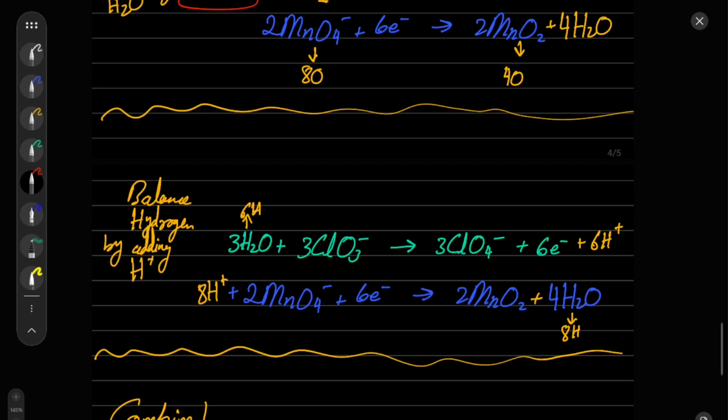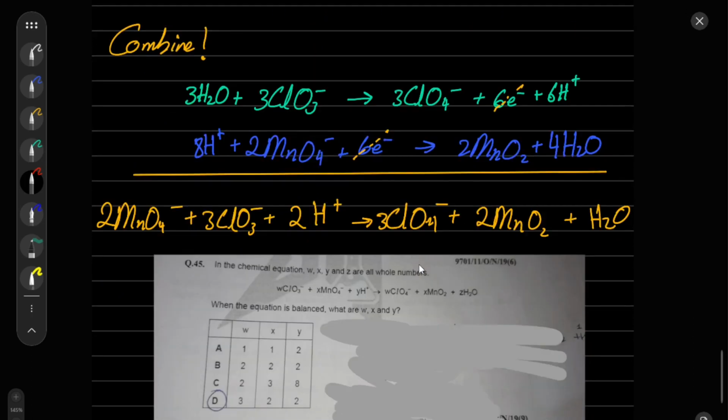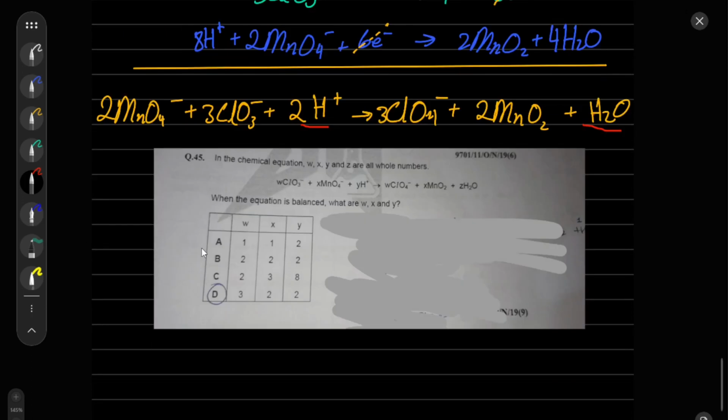I have balanced the electrons, I have balanced the hydrogens, I have balanced the oxygens, and I have balanced both of the equations themselves. Now all that's remaining is that you need to combine them together and you're going to get the answer. When you combine them together, the same methodologies apply, and it will be 8 minus 6, 2 hydrogens on the left, and 4 minus 3, that is 1 water on the right. You're going to have an overall equation like so, and this will give you the answer for W, X, and Y.